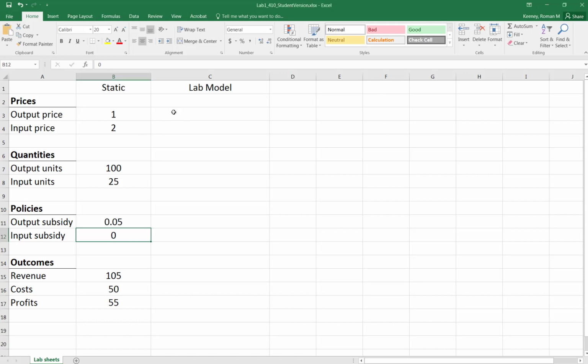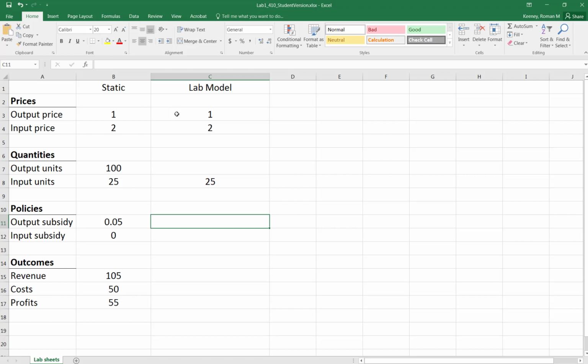Okay, the first thing we're going to do is we're still going to be price takers, so the prices are going to stay the same up here. The output price of 1, the input price of 2. We can start from the same input quantity, right? That's going to be something that we let the producer choose. For us, in the lab model, it's the choice variable. It's the thing that we move around to try to make profits as large as possible.